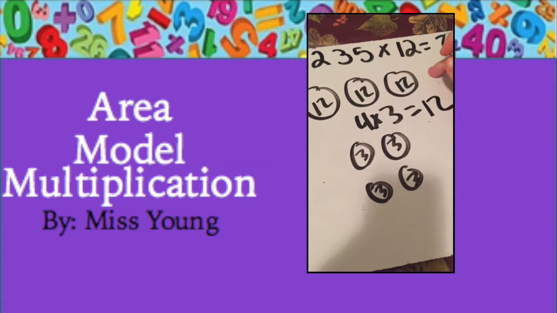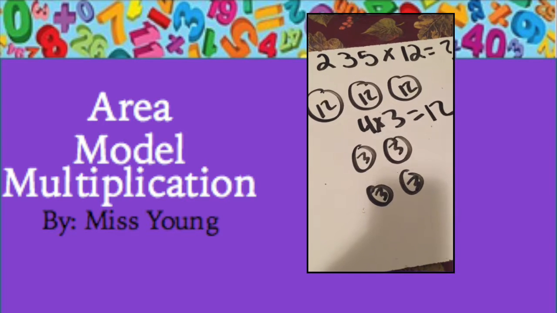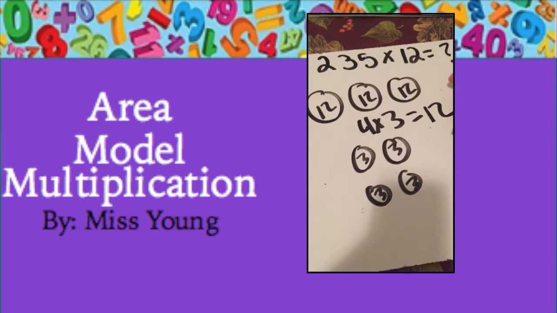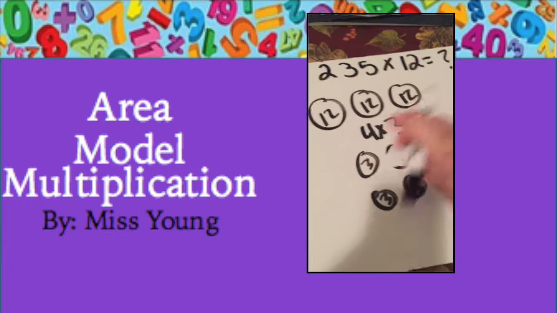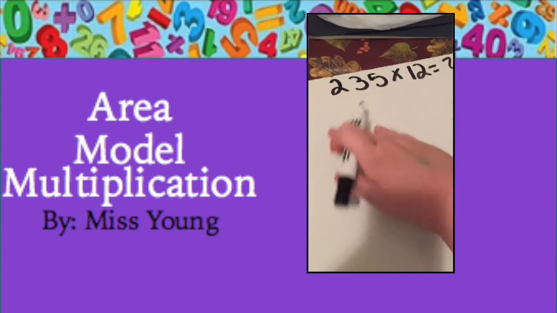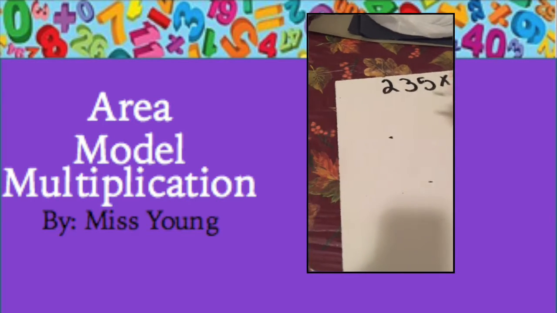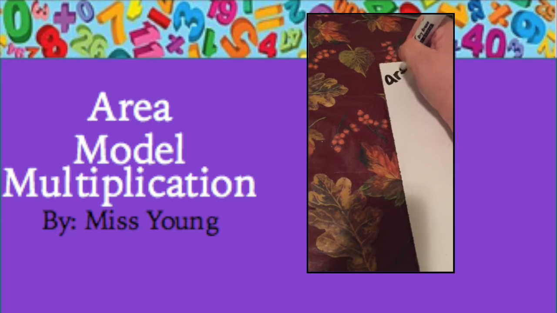I could do the same thing with 235 times 12, but that becomes a problem. There's many issues that will give us. So I'm going to erase this. And I don't have an eraser, so my hand's going to be used today. So 235 times 12. The first model we're going to use is area.